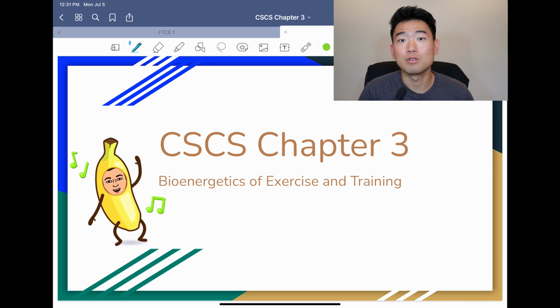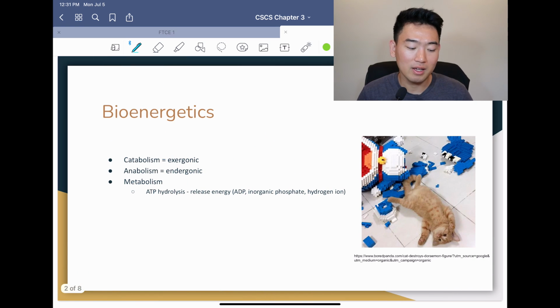This is the book that we use to study for the NSCA CSCS exam. And so let's dive right in. This chapter is about bioenergetics of exercise and training. So we're going to discuss some basic definitions regarding bioenergetics first, okay?